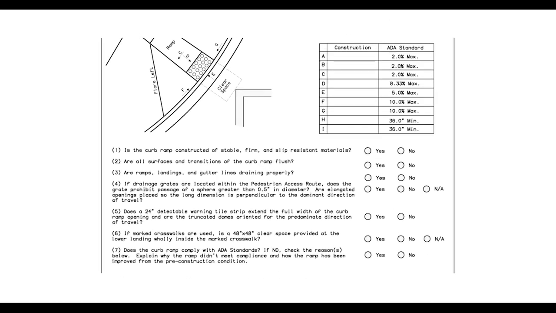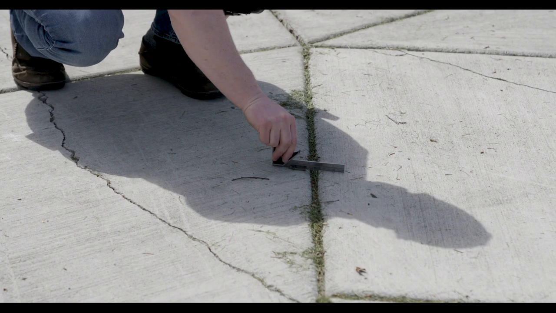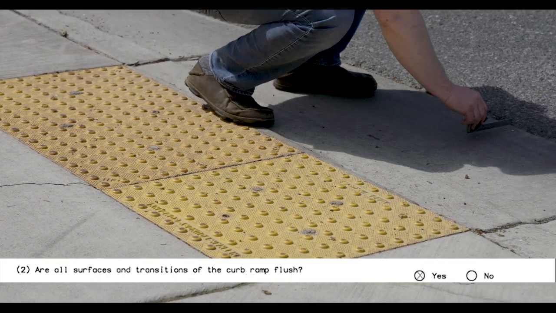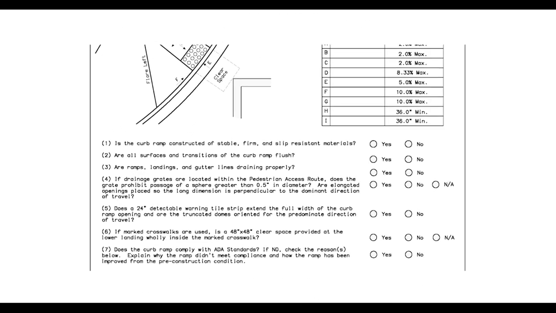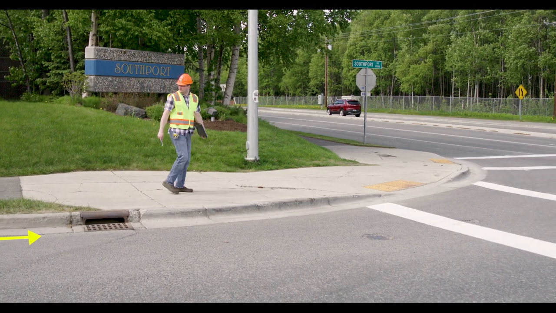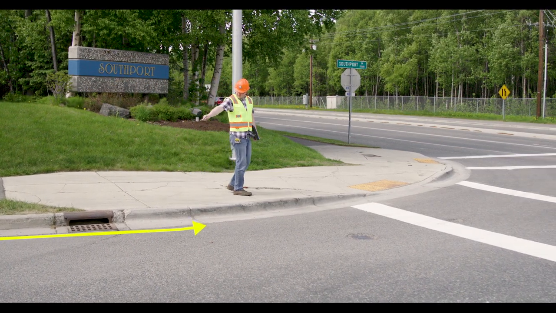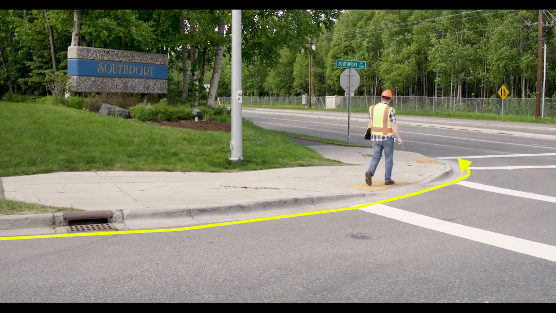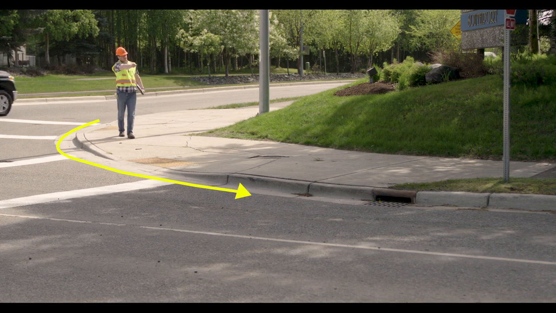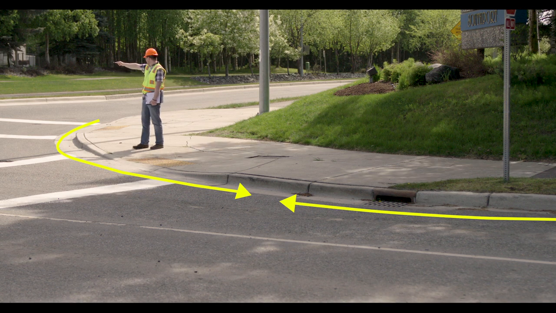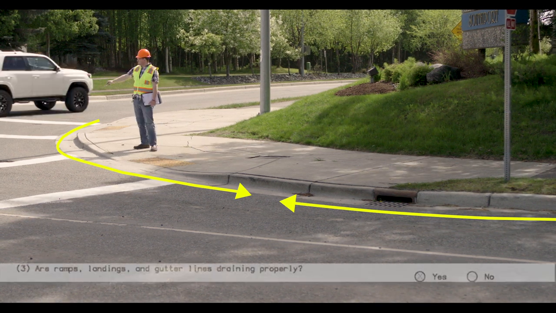Are all of the surfaces and transitions of the curb ramp flush? This question applies to the landing to the ramp, the ramp to the gutter, and the gutter to the road. Mark yes or no. Are ramps, landings, and gutter lines draining properly? This may be difficult to recognize immediately. You will need to identify the changes in elevation and use your best judgment as to what the water path will be. Pay special attention to where the water may pool and if it will obstruct pedestrian passage, particularly people with disabilities. Again, mark yes or no.